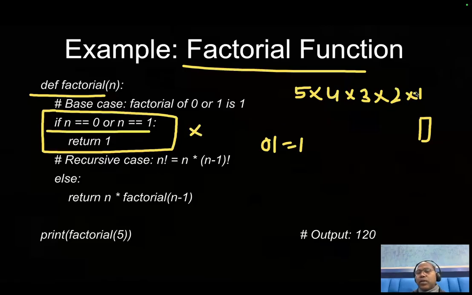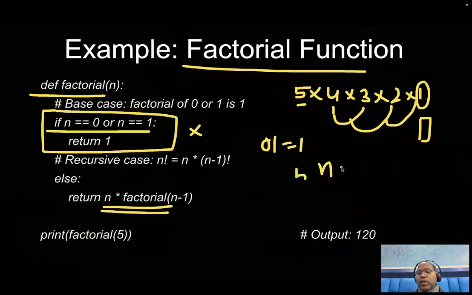Else, this is not the number. Here we again continue, and call the same function. So here what we're doing: this is the number n, then multiply by n minus 1. Whatever the number, you are just going to multiply by n minus 1.